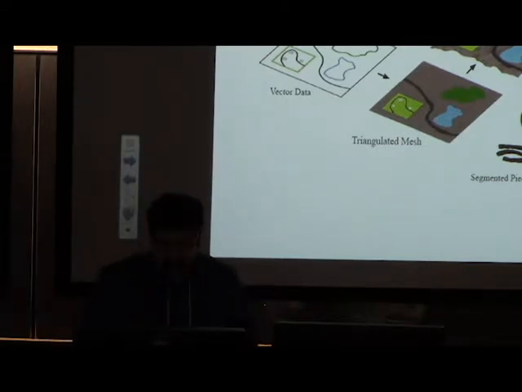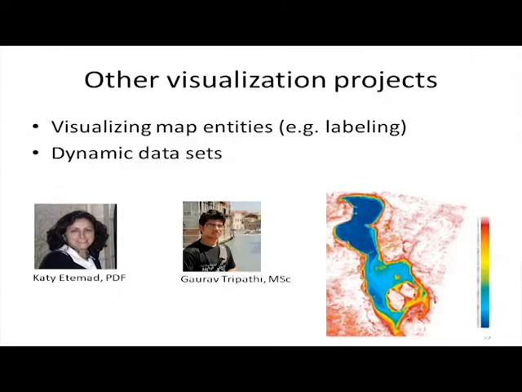I think the time is up, and some of you are tired. So there are some other visualization projects in my team. There is an ongoing project for improving visualization of map entities, like labeling of maps. Cathy is working on that. Also, there is another project on how to visualize dynamic, time-varying data sets, including the Landsat data set, and Gurav is working on that. But these are ongoing works, and hopefully we will have some achievements soon.